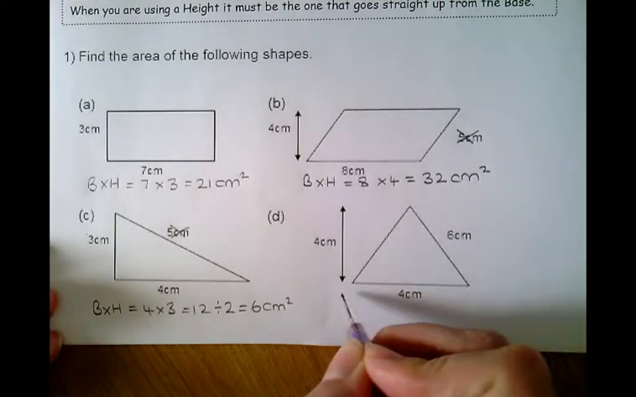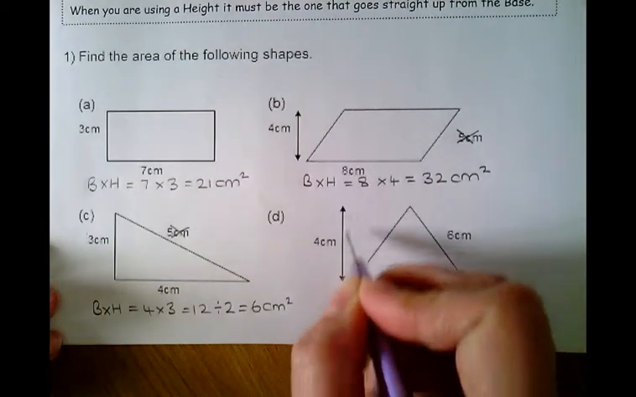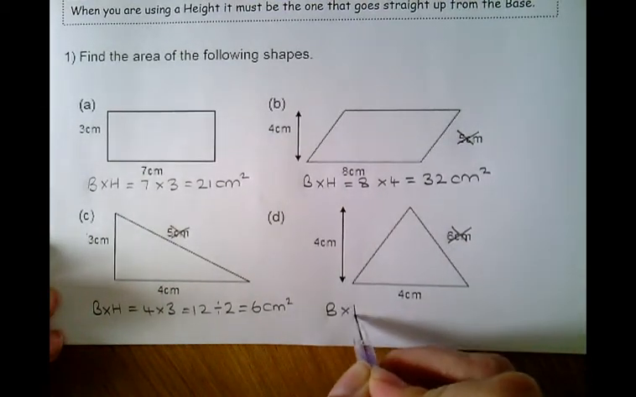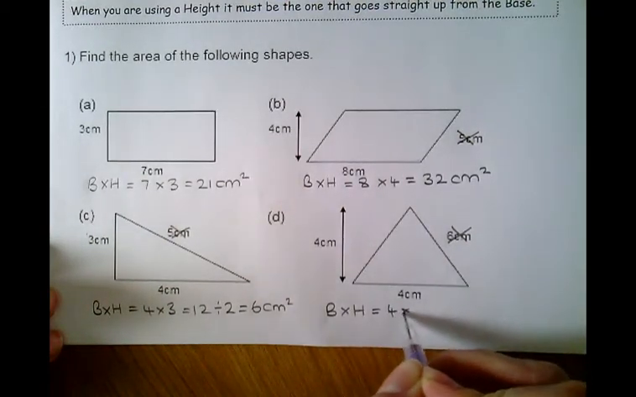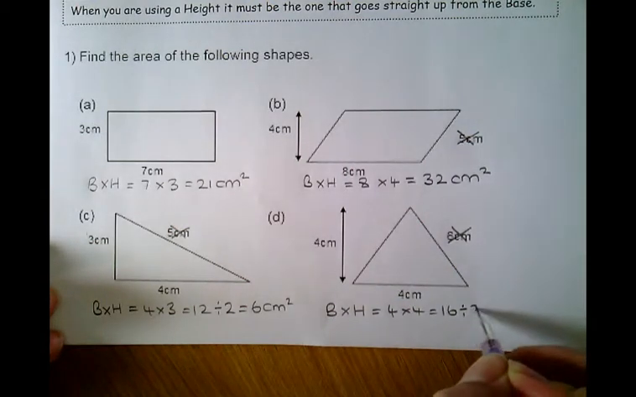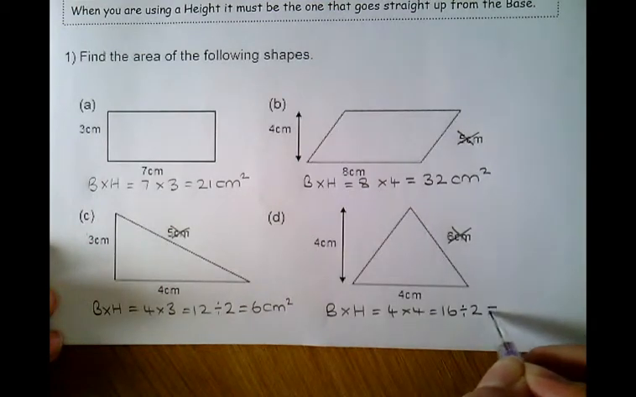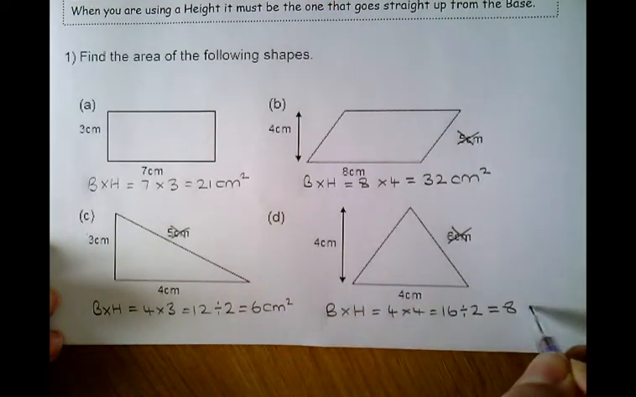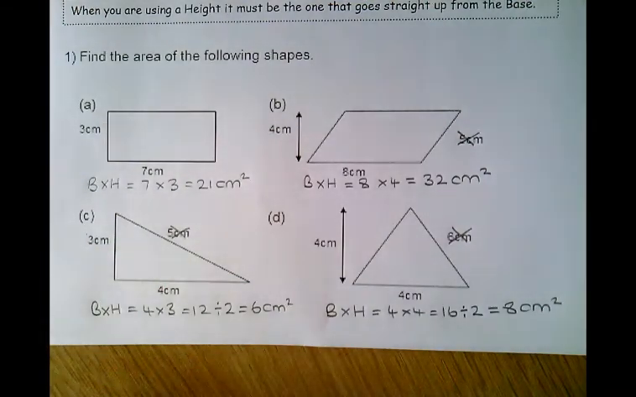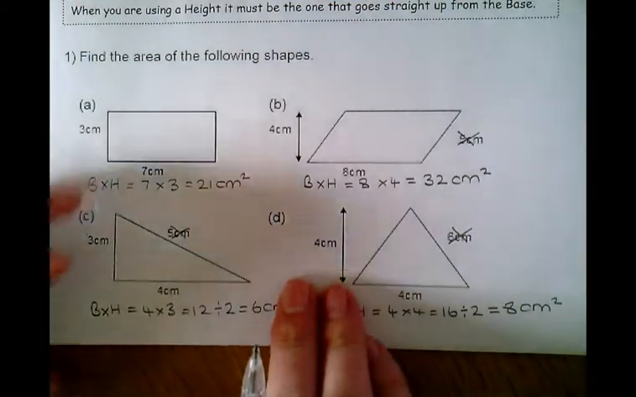So base times height divide by 2 is your formula. And then the same idea for part D then. So the base this time is 4 and the height is 4, and you don't use the slanty 6. So base times height, first of all, would get you 4 times 4 is 16. That would get you the area of a square or rectangle, and then divide by 2, because triangles are half that size, will get you 8. And this is all centimetres again, so centimetres squared. Okay, so that's rectangle, parallelogram and triangle.